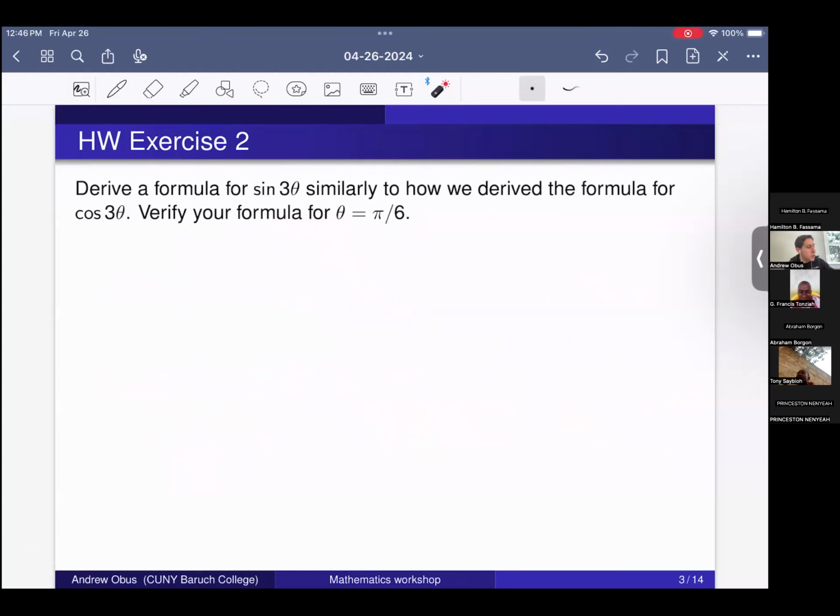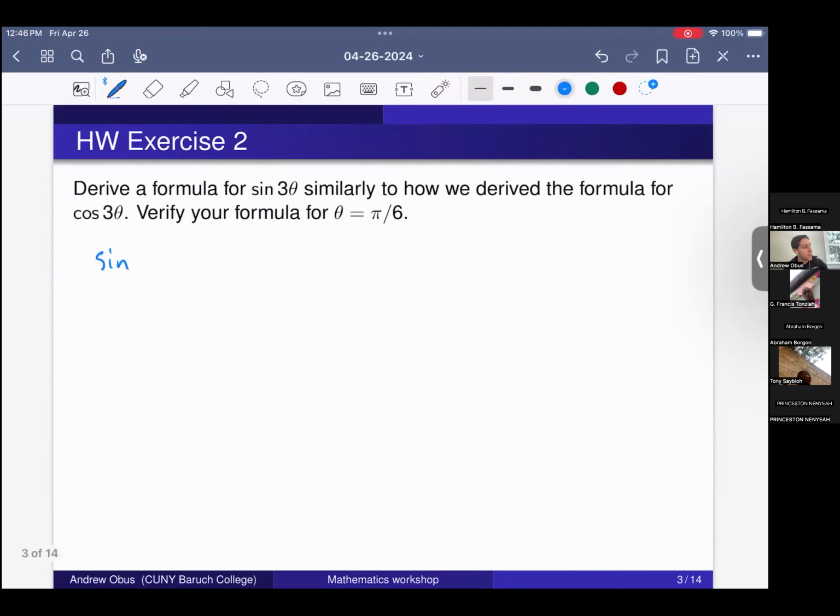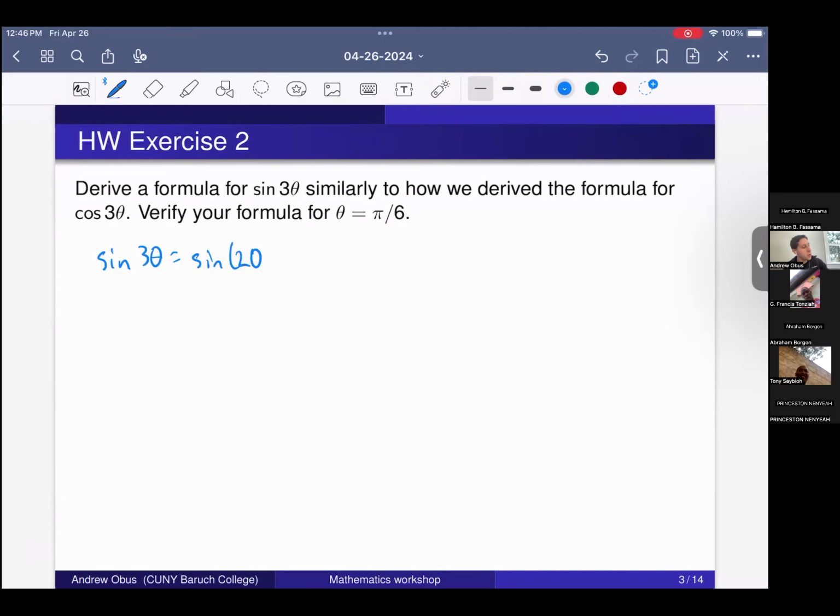So homework example 2, derive a formula for sine of 3 theta, similarly to how we derived the formula for cosine of 3 theta. And we want to verify our formula for theta equals pi over 6. Okay? So if you remember, when we did cosine of 3 theta, we did cosine of 2 theta plus theta, and we used the addition formula. So for sine, we'll do something similar, right? So sine of 3 theta is the same thing as sine of 2 theta plus theta.